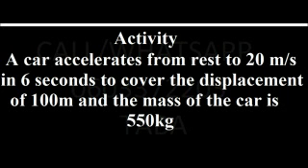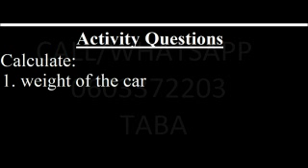Alright, here is the task to be done by you under this chapter. The task reads: a car accelerates from rest to 20 meters per second in 6 seconds, to cover a displacement of 100 meters, and it is observed that the mass of the car is 550 kg. Now you've got the instructions asking you to calculate the weight of the car. That's the first one.